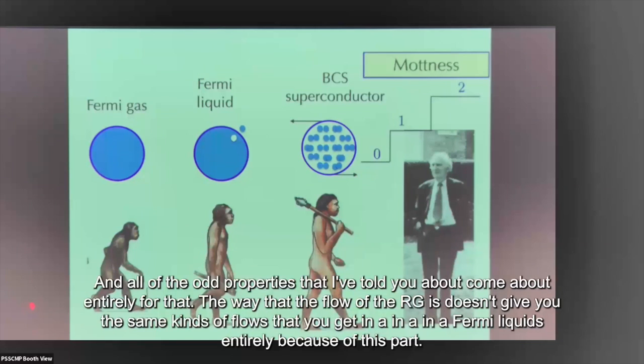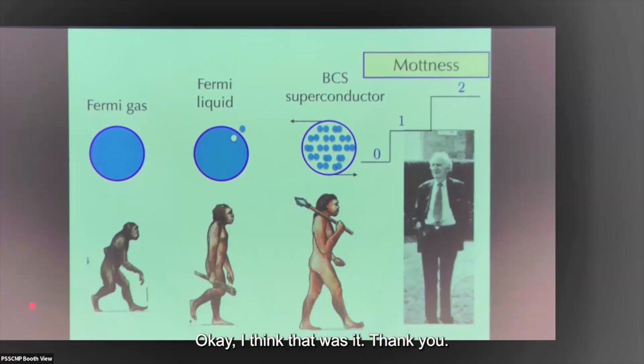The way that the flow of the RG doesn't give you the same kinds of flows that you did in a Fermi liquid is entirely because of this part. Okay, I think that was it. Yes.